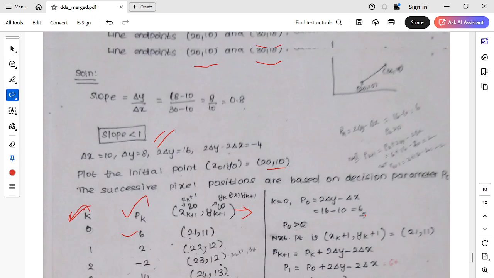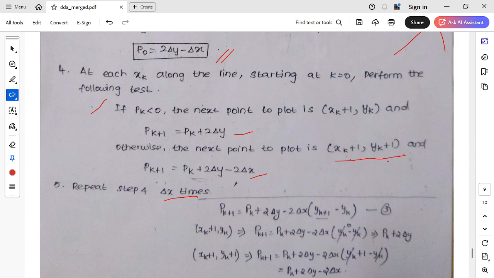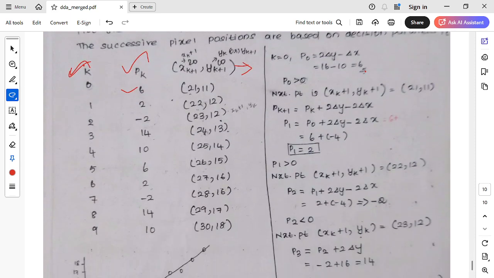What is the next step? After calculating the next point, I should go for calculating the next decision parameter. The next decision parameter is pk plus 2 del y minus 2 del x. This is the formula for calculating the next decision parameter. The p naught value is 6, greater than 0, so I increment to 21 comma 11, and the next decision parameter is p1. Calculating p1, I'm getting 2. Again, my value for pk is greater than 0, so I'm going to increment both x and y by 1, giving 22 and 12.